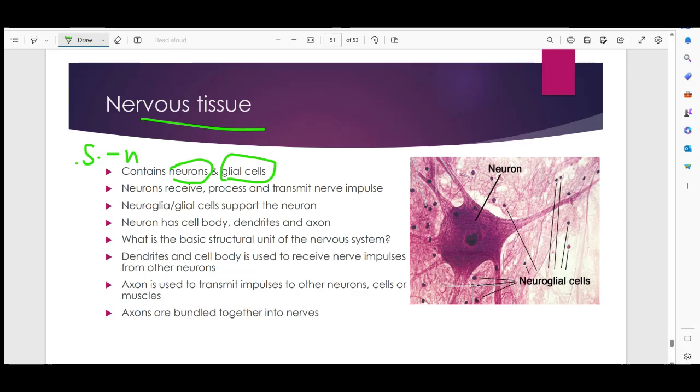If you check the nervous tissue, mostly glia cells are present. Sometimes there are more glia cells than neurons. Generally we consider them as supporting cells. So the neuron is there, and glia cells are there around it to support it. Okay, so that's the idea, that's the function of these glia cells.